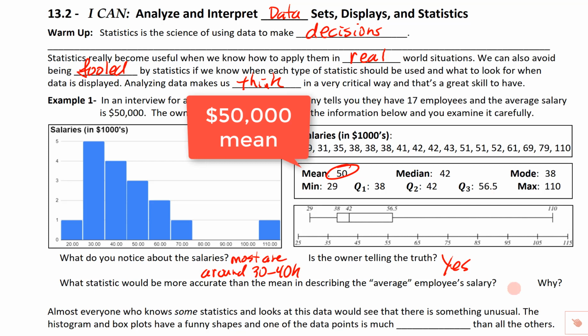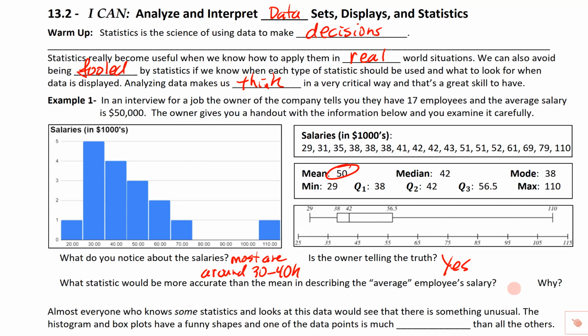And because the owner is technically telling the truth, but we see a little bit of discrepancy here, it might lead us to think a little bit more critically. So, what statistic would be more accurate than the mean in describing the average employee's salary? Well, if we know that it looks like most of these scores are in the 30s and 40s, somewhere around here, it might be that the median is a little bit better. So let's say the median right here. And if somebody asked us to say why we think the median is better, we could say: it's just more typical. It's a little bit more typical of what the average employee, in air quotes, makes.